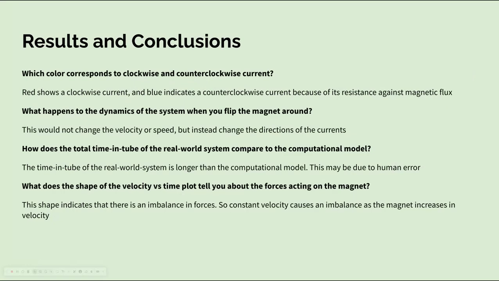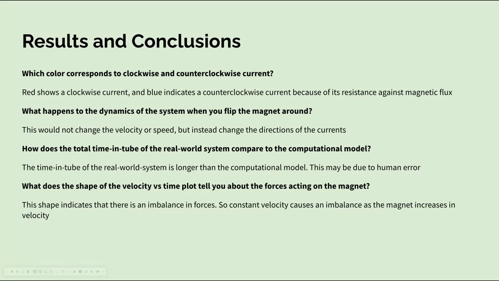Some other results and conclusions are, for the first question, we talked about the intensity and also talked about which color corresponds. This is a shortened answer because I didn't want to type out the entire thing. So which color corresponds to the clockwise and counterclockwise current? The red shows a clockwise current, the blue indicates a counterclockwise current because of its resistance against the magnetic flux.